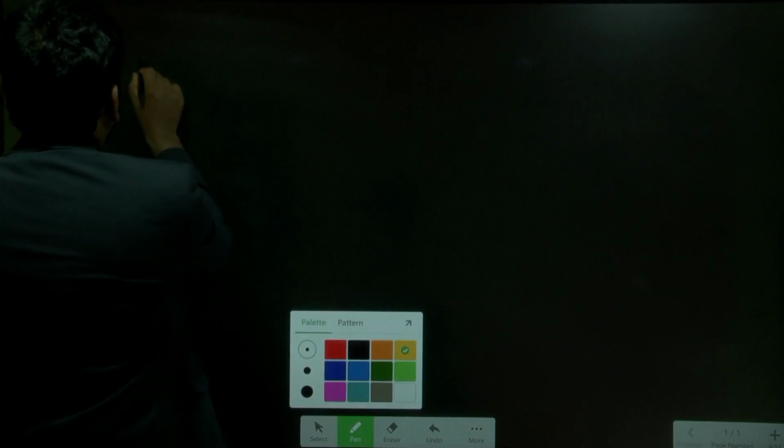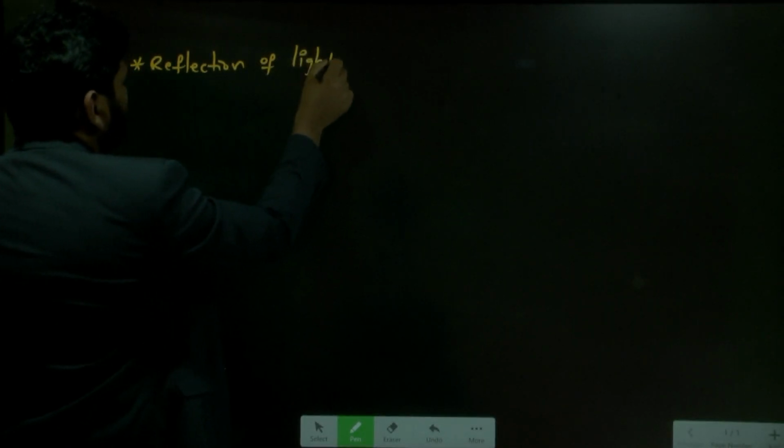So now let's start our session. Today our session is all about reflection of light at plane surface. Better write down: reflection of light. So, what is this reflection of light?